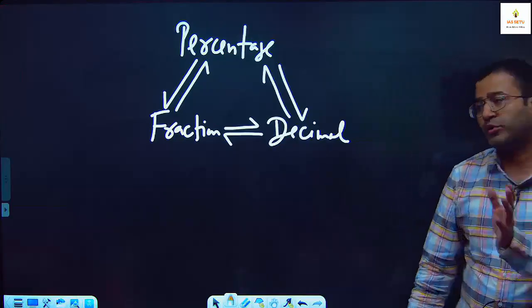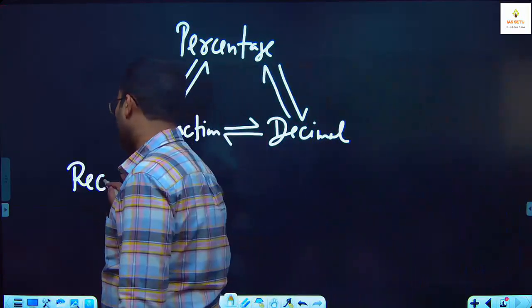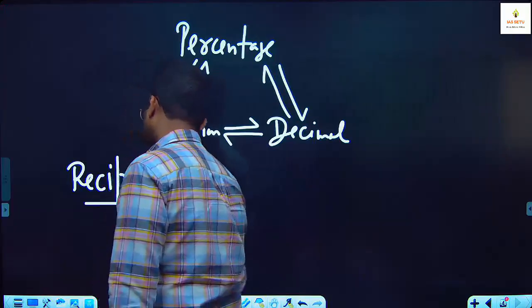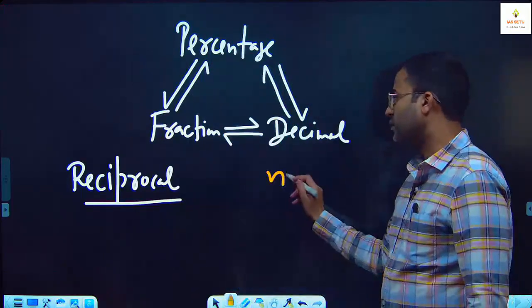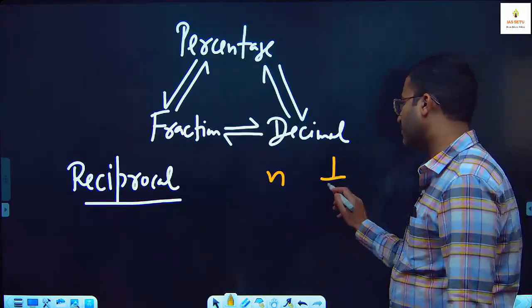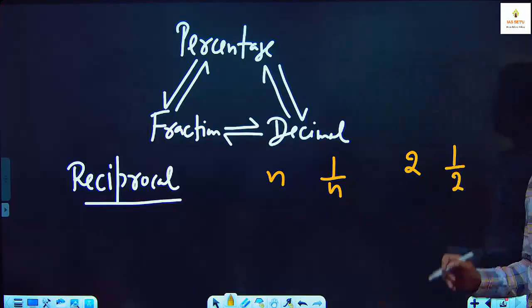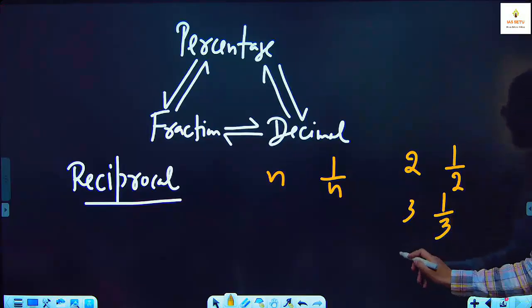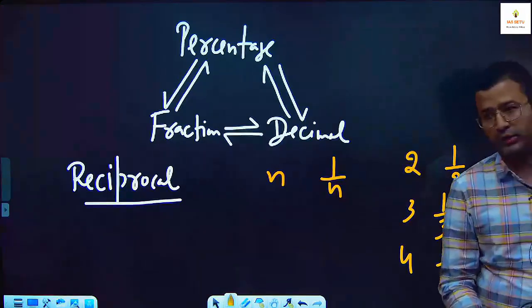Before I give you an idea about the table, I tell you there is one more term, reciprocal, which I'm going to use today. What is reciprocal? Like if it is n, reciprocal of n is 1 by n. Reciprocal of 2 is 1 by 2. Reciprocal of 3 is 1 by 3. Reciprocal of 4 is 1 by 4. So I will use reciprocal in my table. So you should know the term reciprocal.